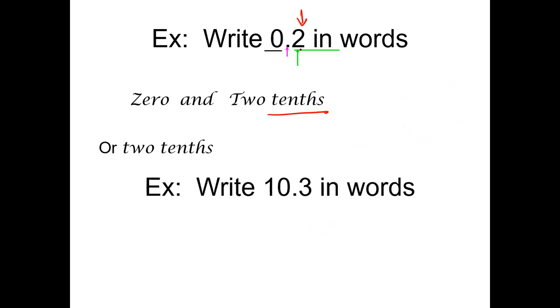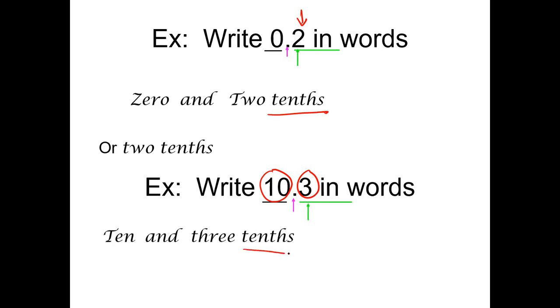Okay? Yeah. 10.3. How do we write it in letters? The whole part is 10. So we have to write 10. The point is and. The decimal part is 3. How many digits do we have in the decimal part? We have 1 digit, so we have to say tenth. 10 and 3 what? Tenth. Here the same: 0 and, no need to write it. We can skip it.